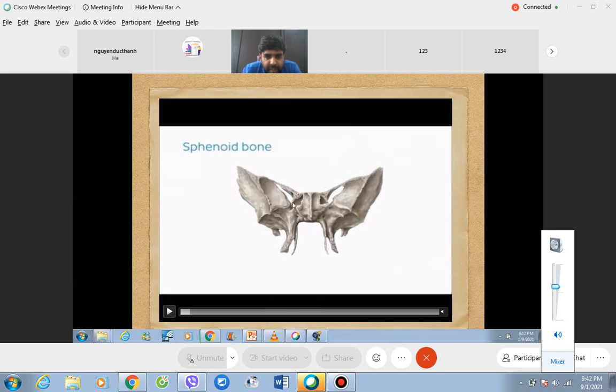The space between the body, lesser wing and greater wing is the superior orbital fissure. The lesser wings arise from the superior part, whereas the greater wings arise from the lateral part, and the pterygoid process arises from the inferior part of the body. Okay, with this knowledge, we'll go to that part.